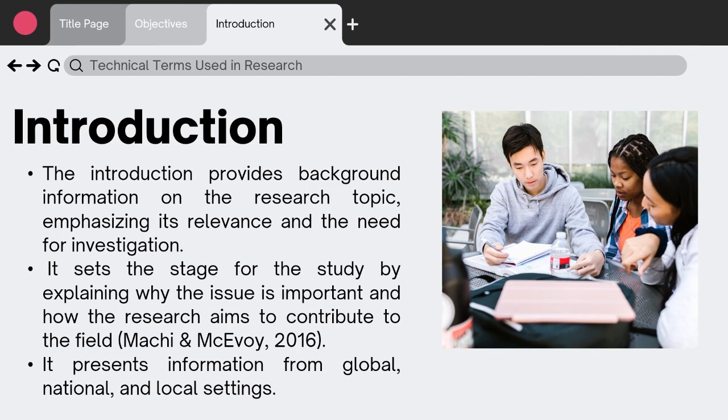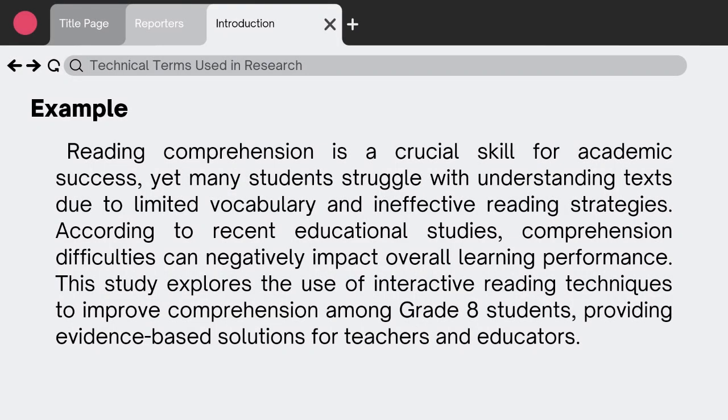What is your topic all about? Why is it important? And what issue do you want to address? So, that is the introduction. This is an example of an introduction. This is about the reading comprehension, and here we have "according to recent studies." So you include related studies that will support your topic, and you include what is the aim of your study, what issue do you want to address in your study.